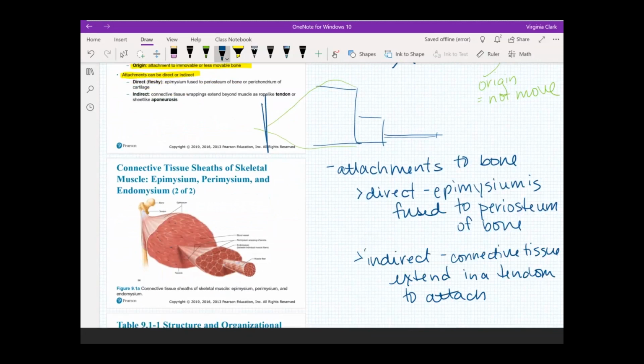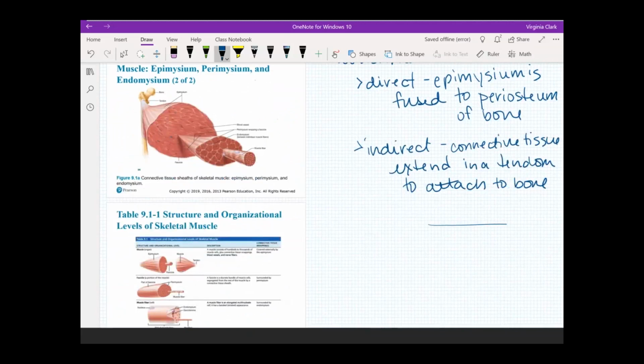So if you've ever gone camping or used a hammock, here's my skeletal muscle. Around it, I'm going to have this connective tissue. It will actually come together on either side, kind of like a hammock, and that is what then will attach to my bone. So it's not directly connected, it is indirectly connected. So you can see right here, this is going to be an indirect attachment because it's got that connective tissue that extends into a tendon, and that is what's attached to bone.